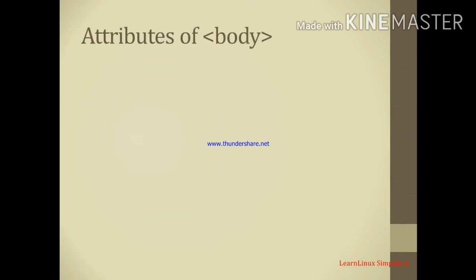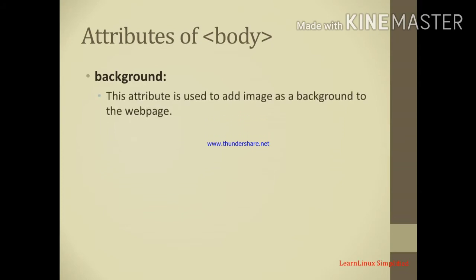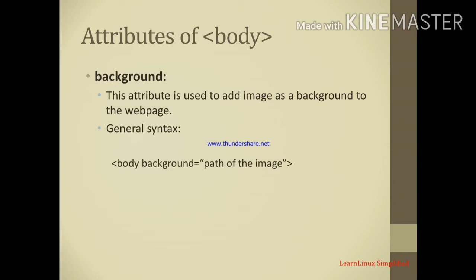Attributes of body, that is, first is a background. This attribute is used to add image as a background to the web page. General syntax: body background is equal to path of the image. Here path of the image can be absolute or relative.